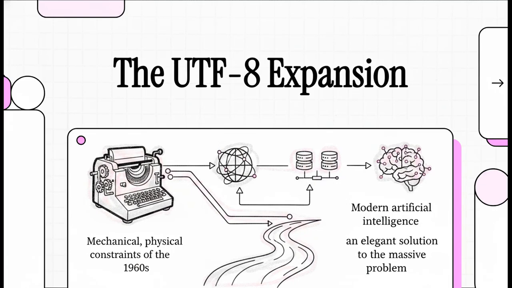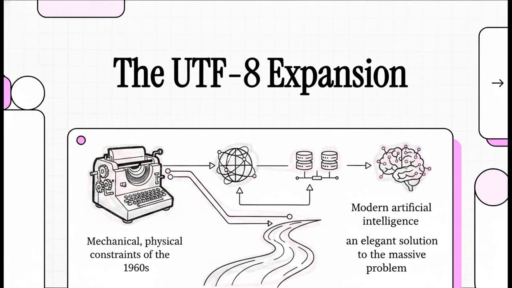Welcome to this explainer. Today, we're going on a truly fascinating journey. We're going to trace an invisible architectural thread that runs right through the absolute core of our digital world. We're looking at a story that begins with the really rigid physical constraints of 1960s computing, and somehow, incredibly, leads directly to the architecture of modern artificial intelligence.